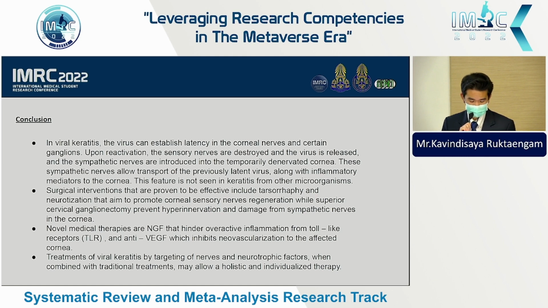So the surgical interventions that are proven to be effective include tarsorrhaphy and neurotization, which aim to promote sensory nerves to regrow. And the medical therapies are the nerve growth factors that hinder the overactive inflammation from toll-like receptors, and the anti-VEGF, which inhibits neovascularization. So treatment of viral keratitis by targeting nerves and neurotrophic factors, when combined with traditional treatments, may allow for a holistic and individualized therapy. Thank you.